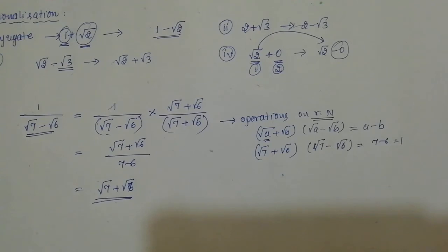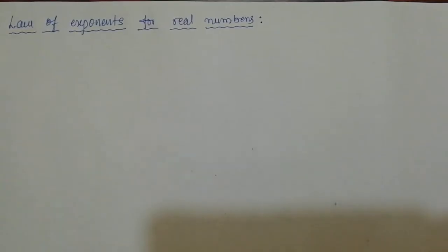These are very important, so try to concentrate on rationalization problems. And the previous one is problems on operations on real numbers. These two types of problems are very important in this concept, and try to solve all the questions which come under these two topics. So the last topic of this chapter is the law of exponents for real numbers.